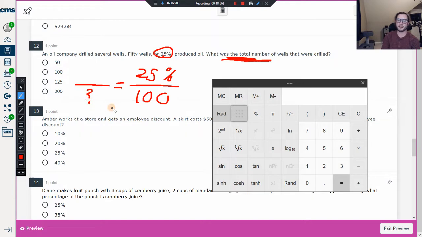So we don't have the total, but we do know that there were 50 wells, which makes up 25%. So again, we just follow the same formula, cross multiply, and then divide. So 50 times 100 divided by 25 would give me 200 wells as the total number of wells that were drilled.